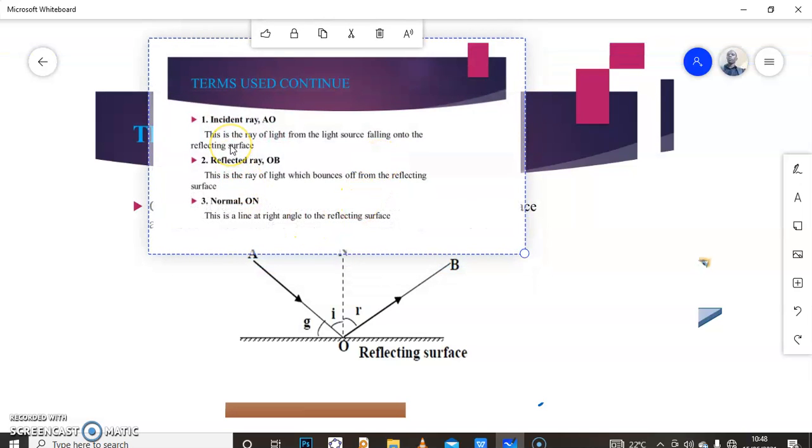The first term is the incident ray. When you look at the diagram here, it is the ray AO. This is the ray that is approaching the reflecting surface. Then the reflected ray is the ray of light that is leaving the reflecting surface after the reflection. Then the normal is the perpendicular line to the reflecting surface. This is the line at right angle to the reflecting surface. That is the normal.